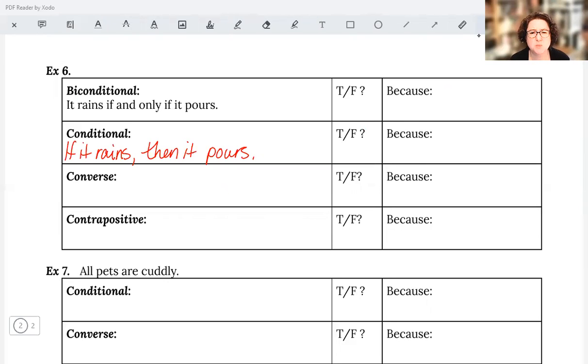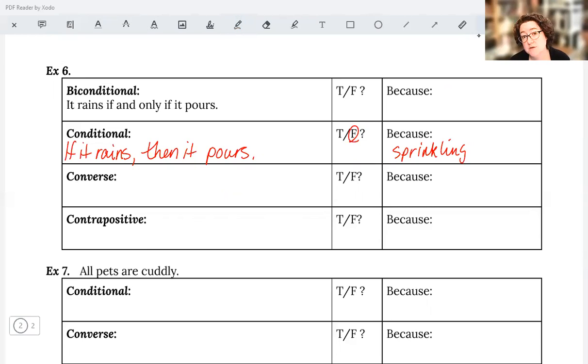No. What if it's just sprinkling or that weird misty thing that's always kind of annoying? So if it rains, it doesn't have to pour. So I'm going to say that's a false statement. What if it's just sprinkling? And again, notice, if it's false, I'm giving a counterexample to show why it's false.